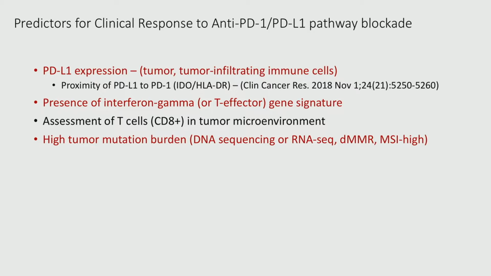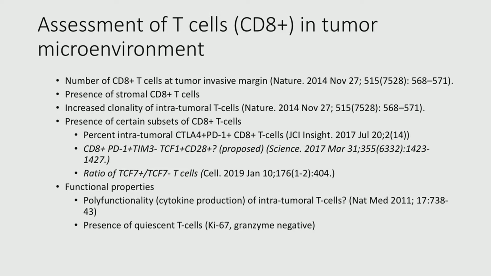Clinically, there's really only three that we use: PD-L1. We don't use the other ones. We don't use interferon gamma gene signature, although it could probably be useful. You would think that assessment of T cells in the tumor microenvironment would be the best biomarker, right? You shouldn't respond unless you have T cells in the microenvironment. And the other one, which is a surrogate for having an antigen-specific T cell response, would be high tumor mutation burden. And the surrogate for that would be DNA mismatch repair. Those are really the main biomarkers that have gained traction since the initiation of these trials.